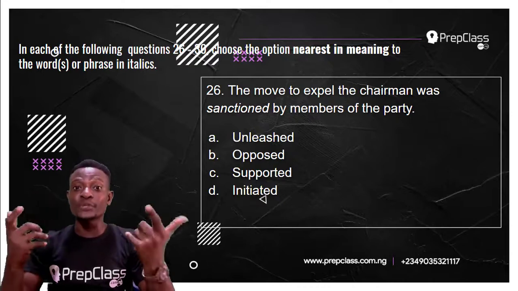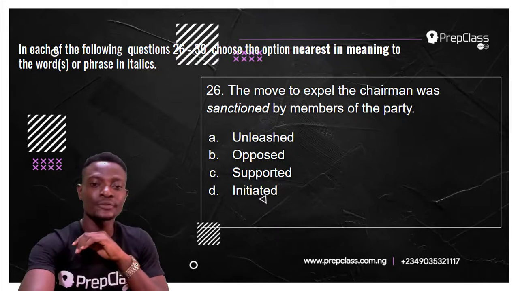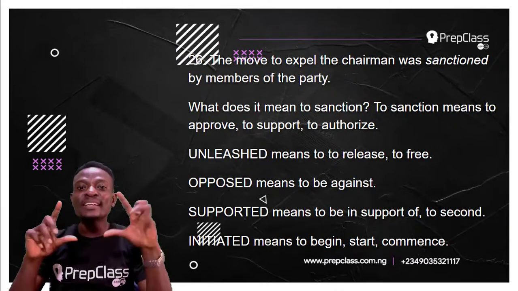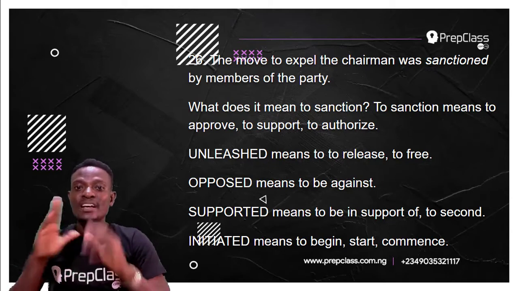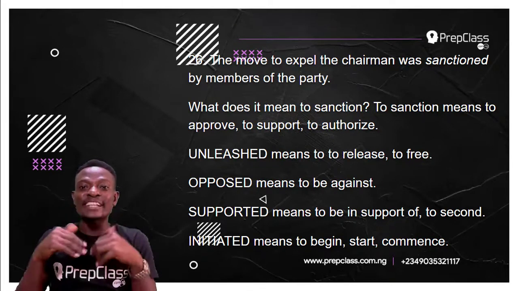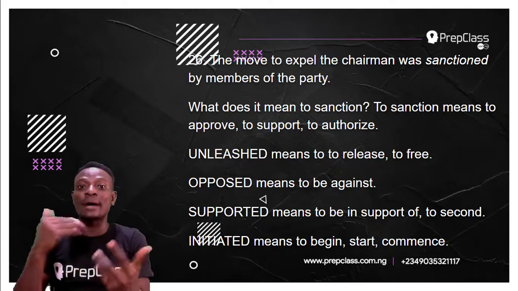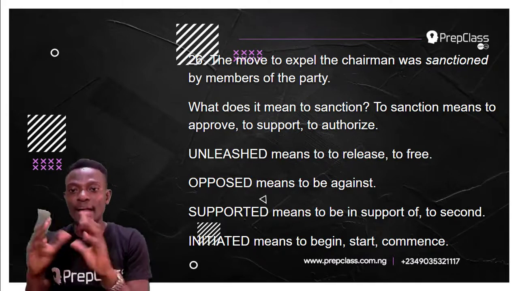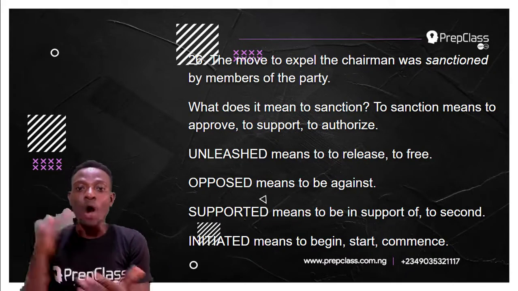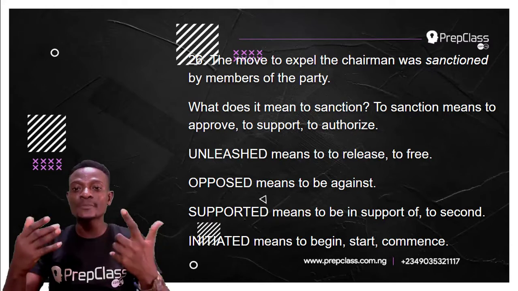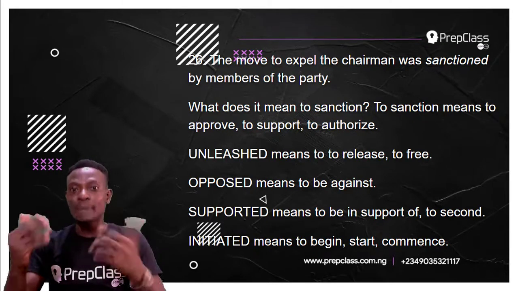So which of these options is the nearest in meaning to sanction? Let us define the word sanction first. Now, the word sanction means to approve, to support, to authorize. So basically, the move to expel the chairman was supported, was approved, was authorized by members of the party. Now, unleashed means to release, to free. The move to expel the chairman was unleashed, was released by members of the party.